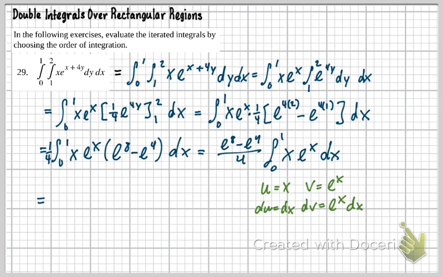equals e to the 8th minus e to the 4th. I'm just bringing everything along for the ride because I don't want to lose anything. And this part then becomes u times v, that's the formula. So my u times v is going to be x e to the x minus the integral of v du. So my v is e to the x, and my du is dx.